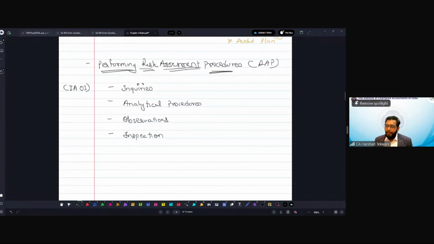But tell me one thing, if I'm performing the analytical procedures at the risk assessment stage, won't it be too early to perform them? Now I'm just having the data. I do not know whether the data is correct or not. So do you think it is appropriate to perform analytical procedures at the risk assessment stage?